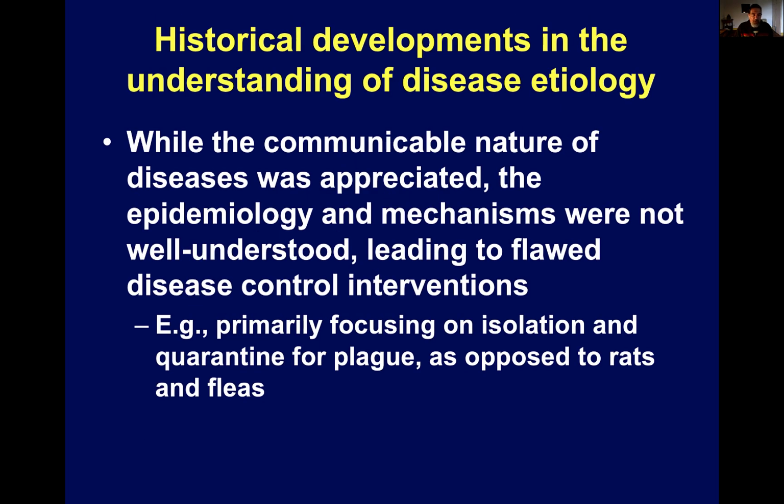So while the communicable nature of diseases was appreciated, the epidemiology and mechanisms were not well understood, and this led to flawed disease control interventions. For example, the focus on isolation and quarantine for bubonic plague when it was really being spread by rats and fleas. But I hope this gives you a sense of how fundamentally important it is for us to understand causes of disease and disease spread so that we can adequately design the interventions and strategies that help us attain the critical public health goals of disease prevention and control in populations.